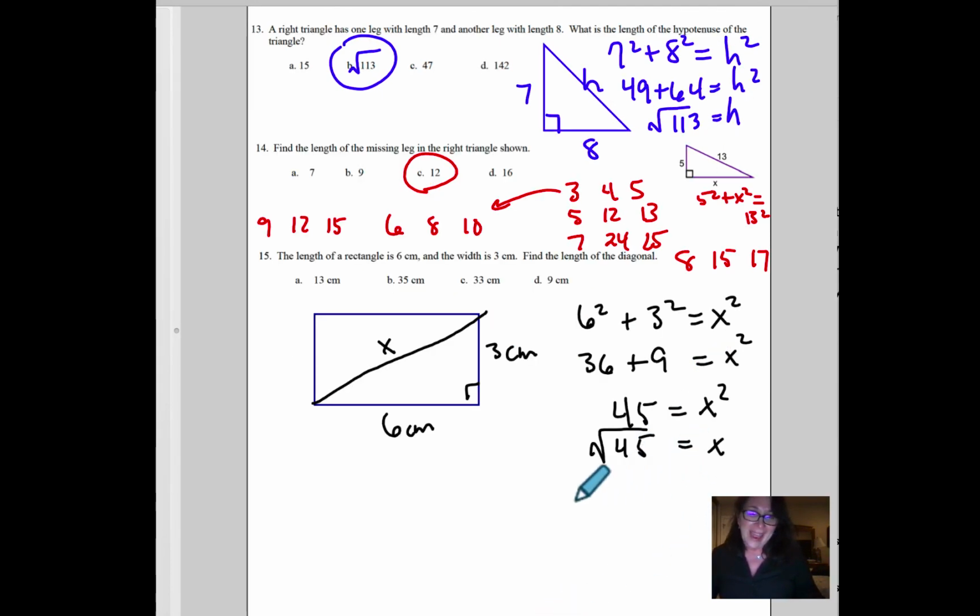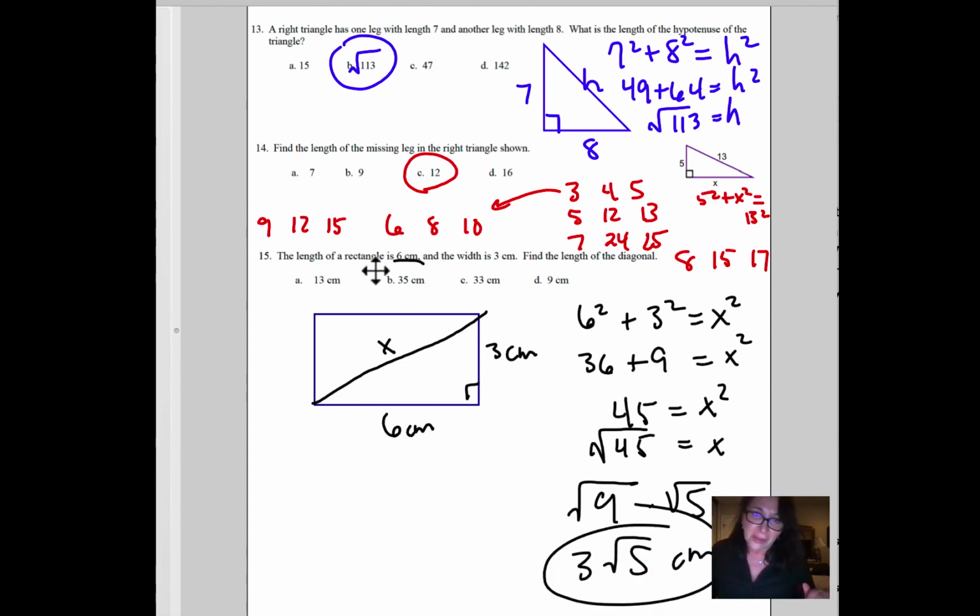And what that is going to give me, I'm going to reduce that by 9 times 5. So that's going to be 3 root 5 centimeters. And I definitely think this has a little bit of an issue with losing the roots when it printed. But this should be 3 and then root 5.